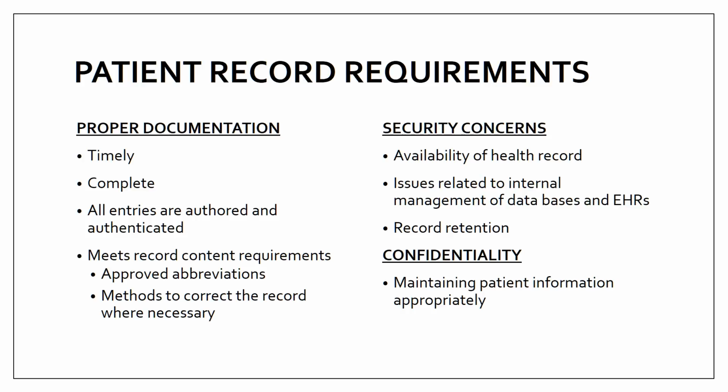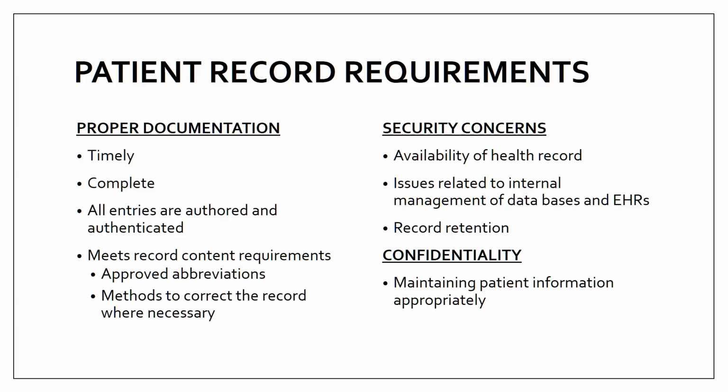Proper patient record documentation should be timely and complete. All entries should be authored as well as authenticated. The record should meet all content requirements, like correct abbreviations and methods in correcting a mistake. Poorly documented records would be records that are not completed in a timely manner or are not entirely completed at all, missing author and authentication, as well as things like incorrect abbreviations or fixes made to the record.